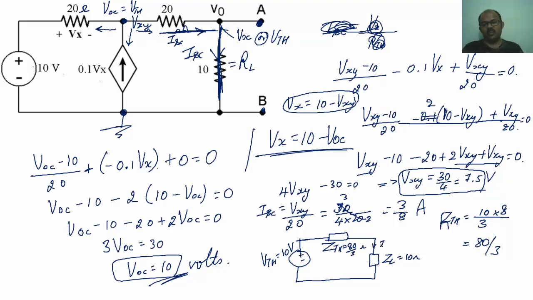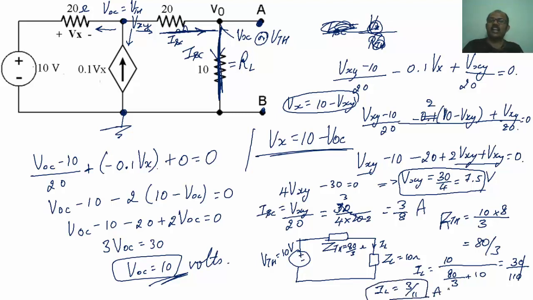So if I want to calculate the load current, IL, how can I express it? IL equals the voltage, 10, divided by RTH plus RL, which is 80 divided by 3 plus 10. Upon taking the LCM, I will get 80 plus 30, which is 110, and 3 goes to the numerator, so IL equals 3 divided by 11 amperes. So this is how we solve case 2 problems.